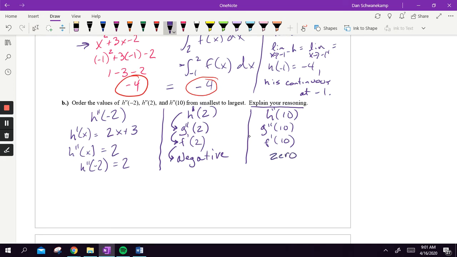That is 0. So if I were to put these things in order, going from smallest to largest, the smallest one is going to be H double prime at 2 because it's negative. And that answer right there is going to be less than my next one, which would be 0. So H double prime at 10, which is going to be less than H double prime at -2.